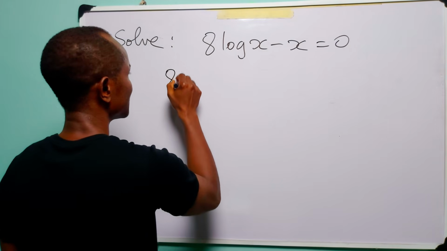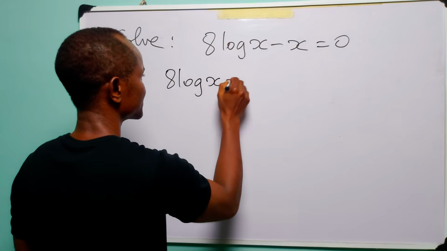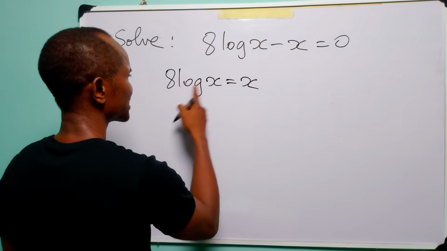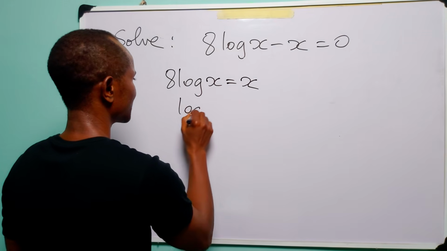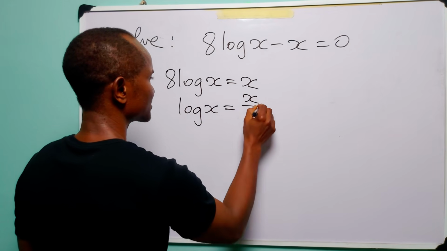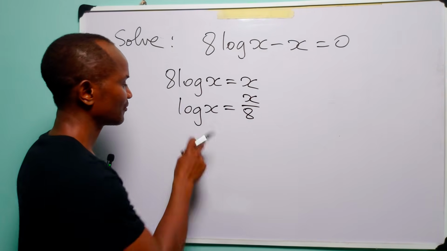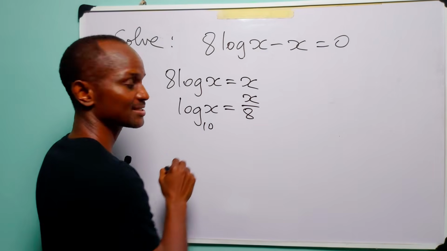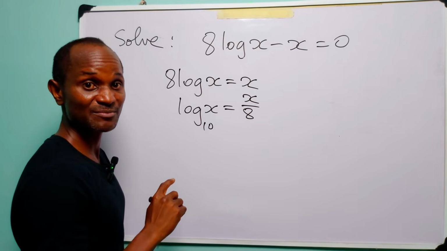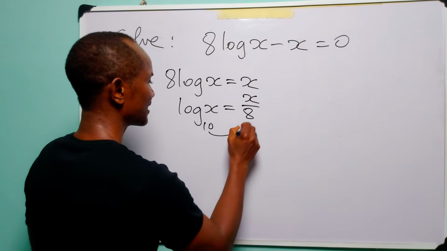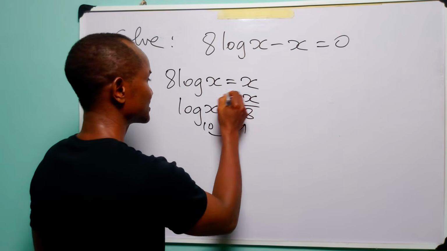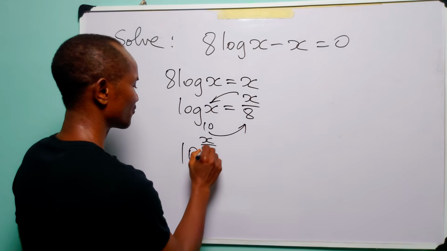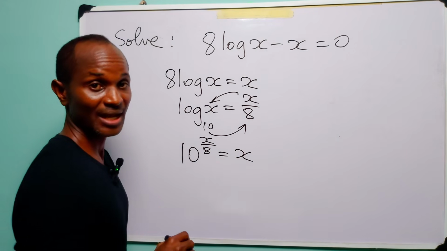We have that 8 log x is equal to, we take this over to the right hand side, and we have x. Now we divide both sides of this equation by 8 and we have that log x is equal to x over 8. Now you know that when we write log without specifying the base, it means we are working in base 10. And written as an exponent, this equation is simply 10 raised to power x over 8 is equal to x.